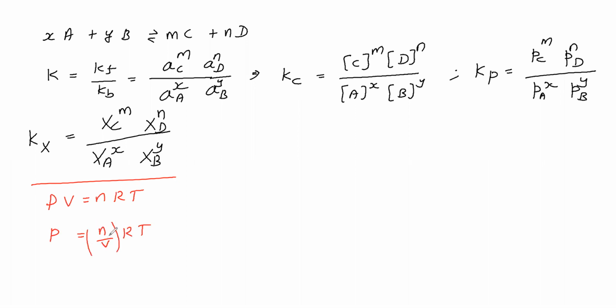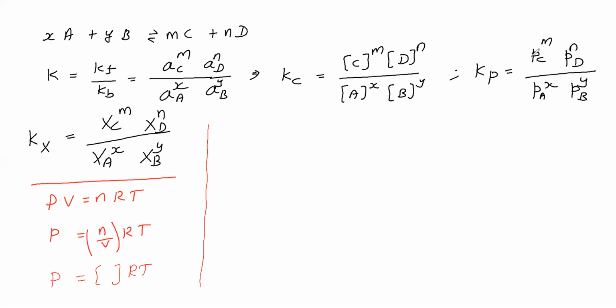Now, n by v is called what? N is called number of moles, v is called volume. Therefore n by v is called concentration. Number of moles by volume is called concentration, we can say. So now we can say P is equal to concentration into RT.